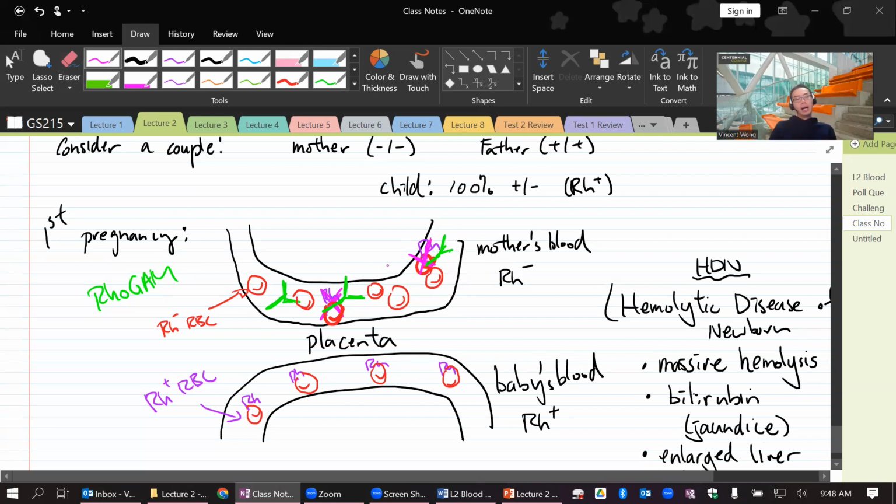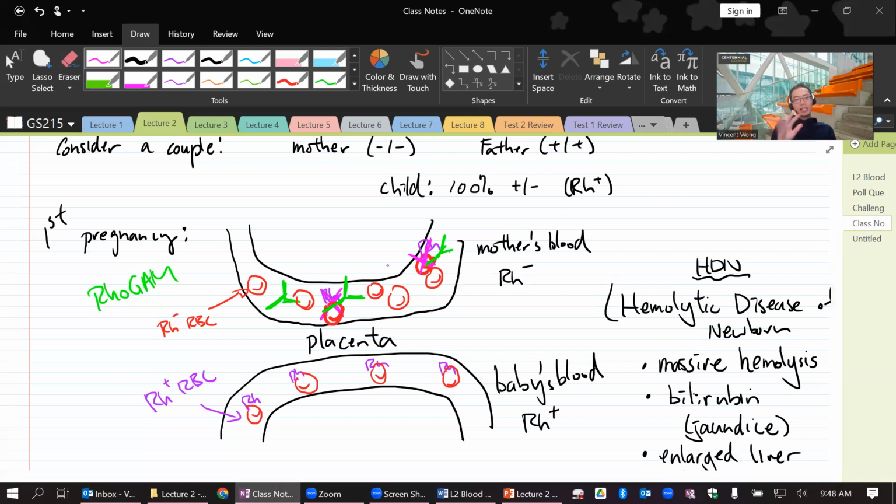Another thing is these antibodies are not permanent. You receive the RhoGAM shot, and eventually the antibodies will break down. So in future pregnancies, you will also require another shot of RhoGAM, just to prevent sensitization. If sensitization has already happened, this is not going to do anything for you, because you already made the antibodies, and those antibodies will still cross the placenta and affect the baby.